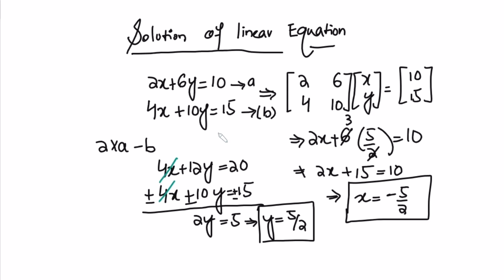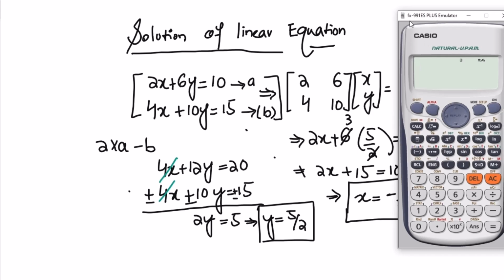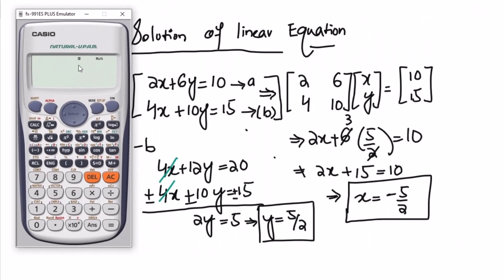So let me use it for myself. This is the calculator, which is Casio fx-991ES. Here I have been using the emulator. Here we can see that we have different options. Let me press mode. In mode we can see different options. For solving the equations, let me press 5.